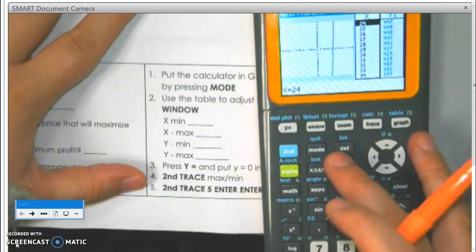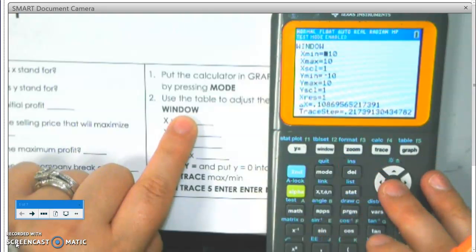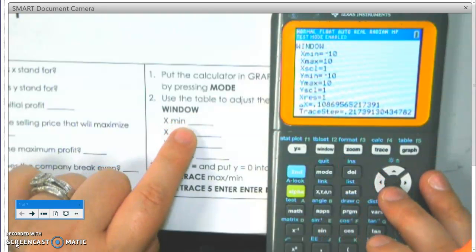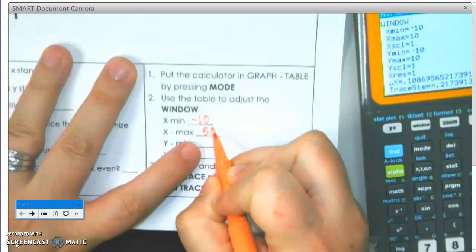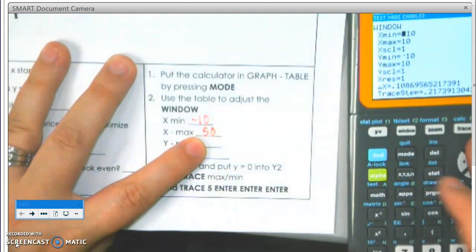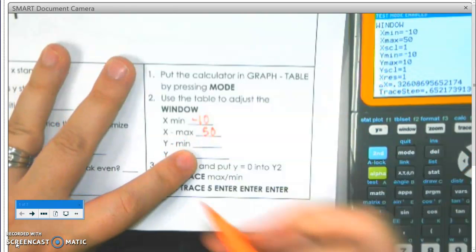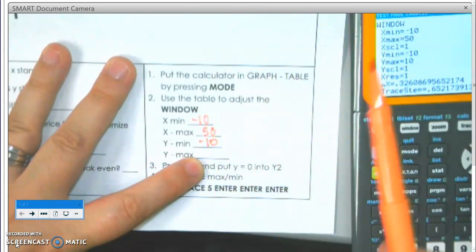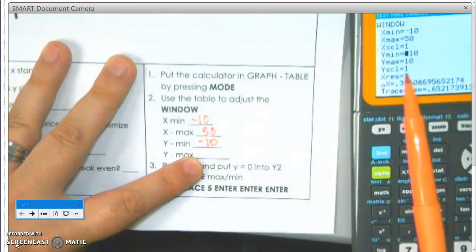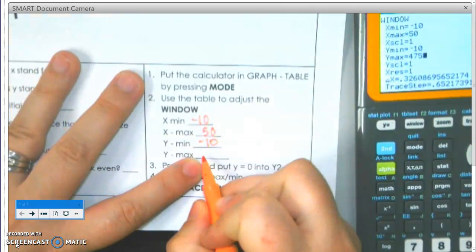All right, so I'm going to hit mode. Sorry, I'm going to hit window. And I can leave my X minimum alone. But my X max, I'm going to try 50. I'm going to see if 50 is far enough so that I can see the other side of it. I'm going to leave the minimum alone. And my maximum, I know from my table, the highest number on my table is 449. So round that up to 450, maybe to be safe. I'm going to go with 475.